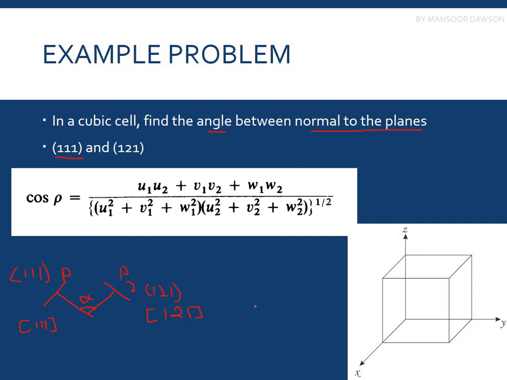We'll be plugging these into the formula, and we can calculate the angle between these planes. So this is a very important question, and now you know how to find the angle between the planes, and you also know that the direction with the same indices as a plane is always perpendicular to that plane. Okay, so you can now calculate this theta.